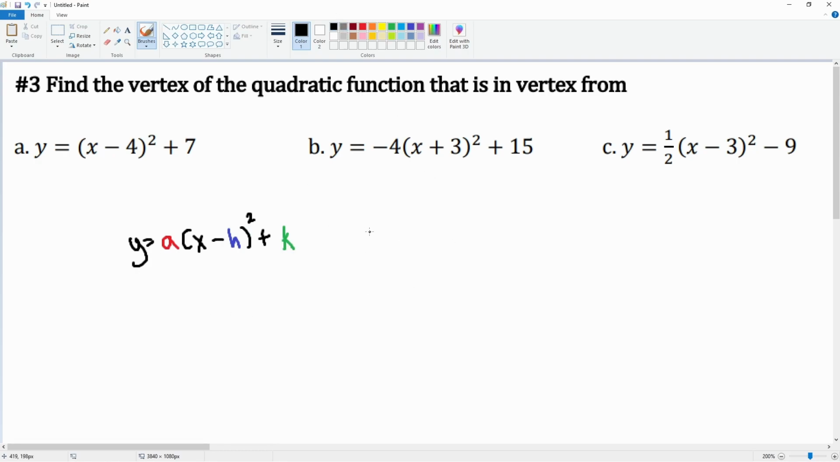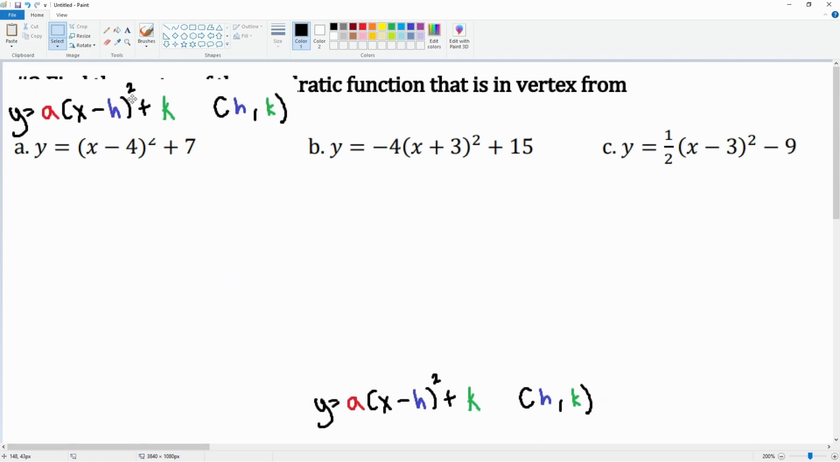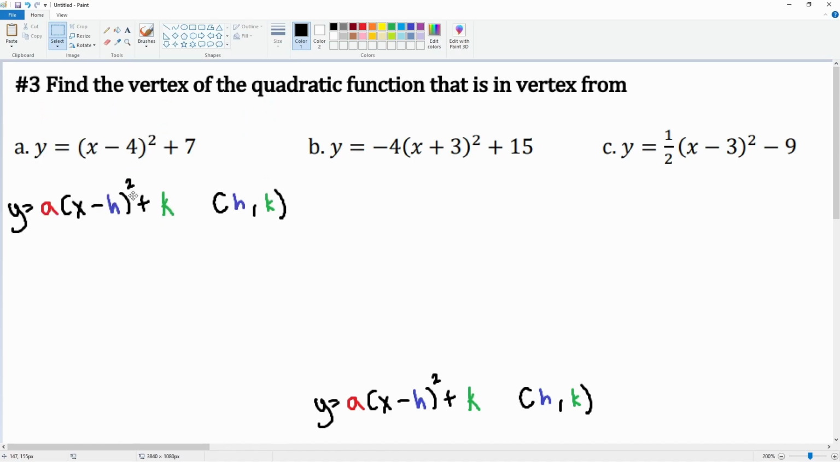In this format, we can get the vertex very easily. All it is that h is going to be the first value, then comma k would be the vertex. So this is what we need to look for, okay? So I'm going to grab this right together, and we're going to move it right here, all right? Okay, right there. That's what you should be looking for.